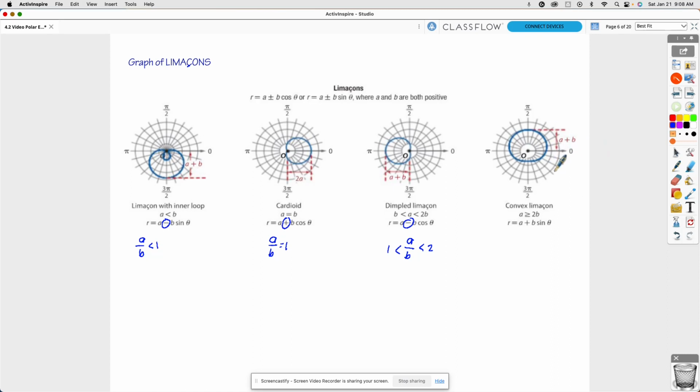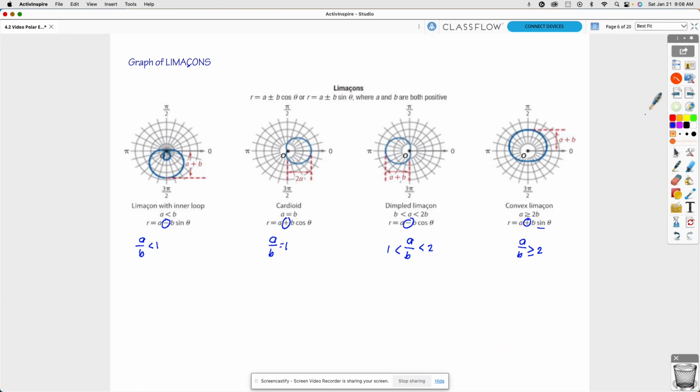The last one we call a convex limaçon. This looks like a circle. You have a convex limaçon if A over B is greater than or equal to 2. This is an example of a convex limaçon whose equation is a plus b sine theta. Again, it is symmetric with respect to the y-axis, and it is above the horizontal line because you have a plus sign.